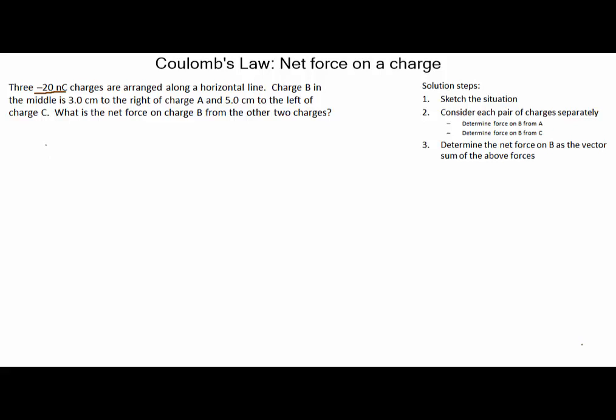I've got charge A over here, B 3 centimeters to the right of A, and C is 5 centimeters to the right of B. And each of these charges is minus 20 nanocoulombs. Okay, so that's our sketch. So step one is done. And now we want to consider each pair separately.